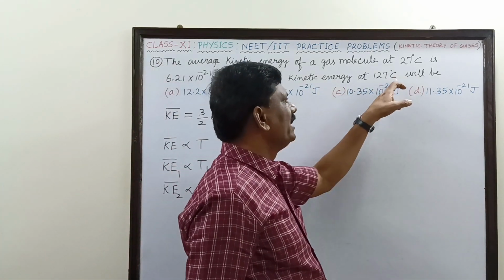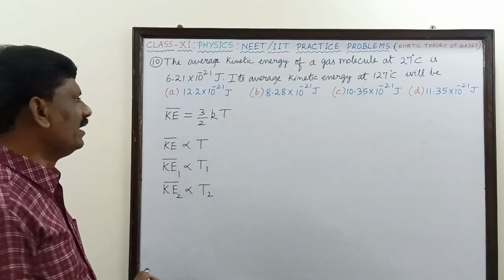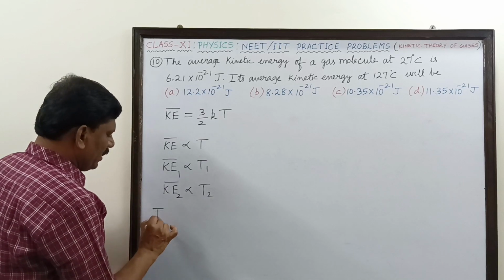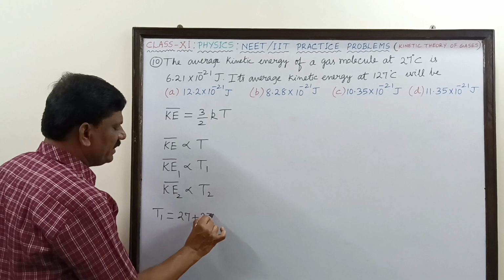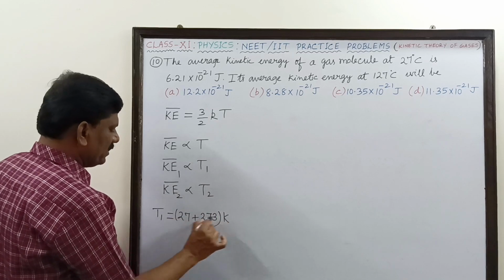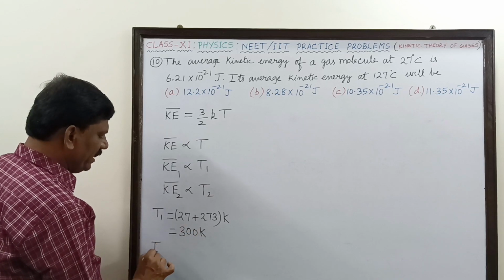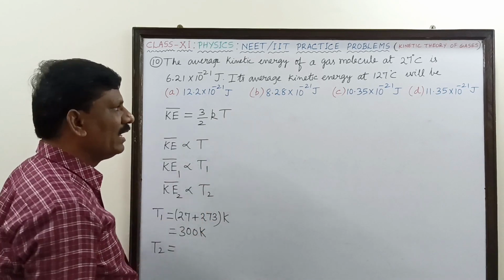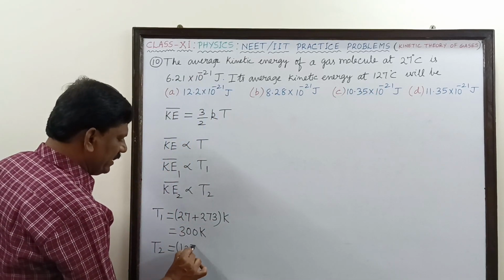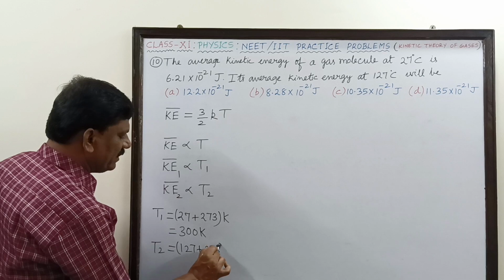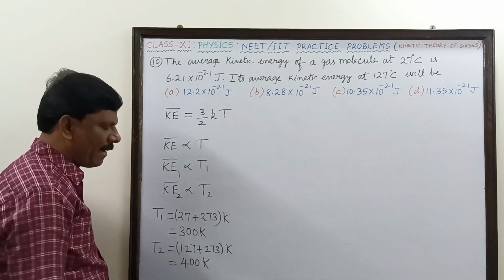Now the temperatures T1 and T2 are given in degrees Celsius. We have to convert them into Kelvin. So T1 is equal to 27 plus 273 in Kelvin, that is equal to 300 K. Similarly, T2 is 127 plus 273 Kelvin. This is equal to 400 K.